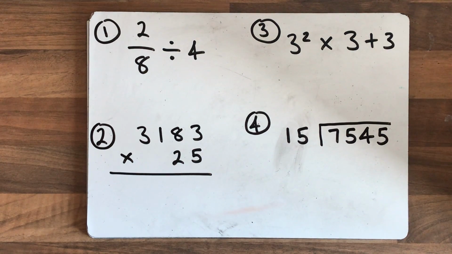Okay, so we have 4 questions here. We have a fractions question, a division fractions question, then we've got a multiplication, then we've got a BIDMAS question, and then finally we have a division question. So looking at number 1 first of all, we have 2 8ths divided by 4. So we had 2 8ths and that was going to be split between 4 people.